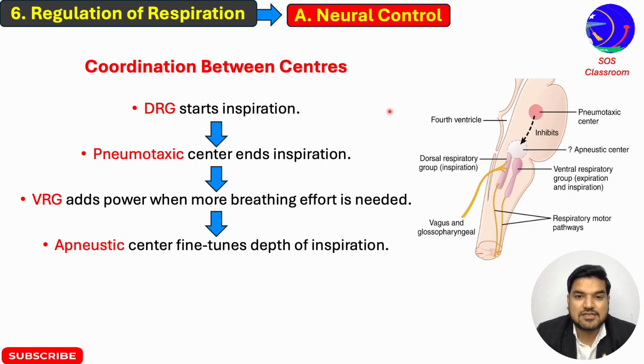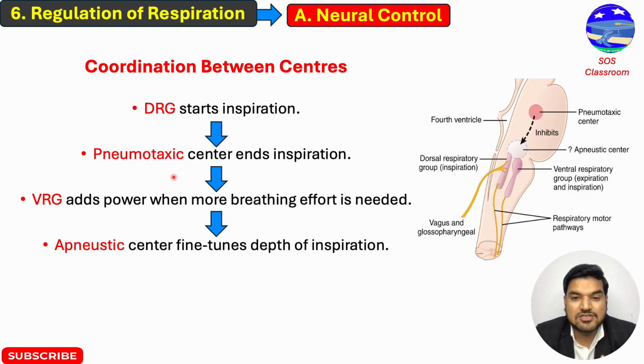Next is the coordination between the centers. You can see how the coordination occurs between the centers. Number one, the DRG starts the inspiration. This means the phrenic nerve gives the signal to the diaphragm and external intercostal muscles and starts the contraction. Then the process of inspiration occurs. Next, the pneumotaxic center controls, or inhibits, or stops the inspiration generated by the DRG. So the DRG starts the inspiration and the pneumotaxic center controls it.